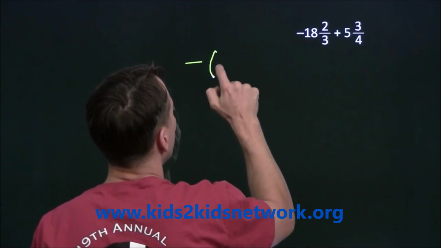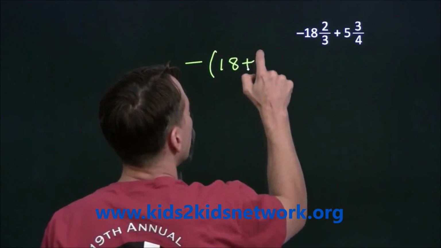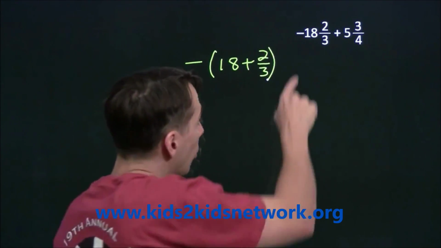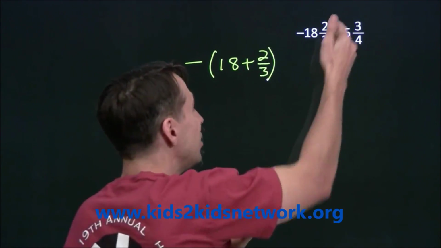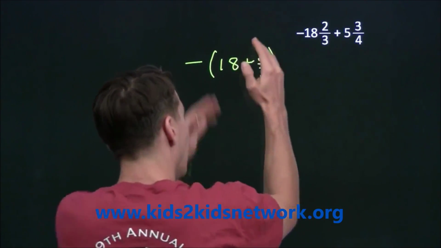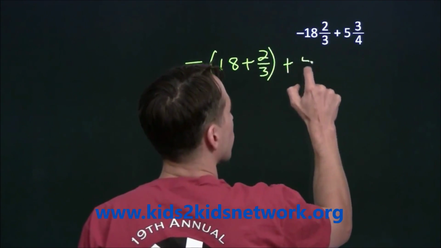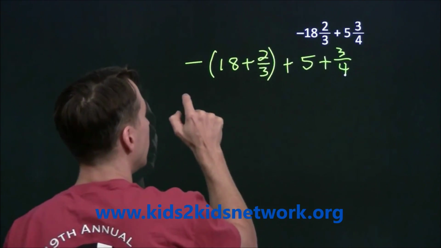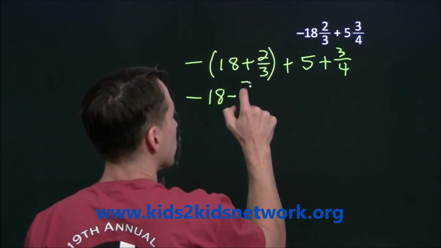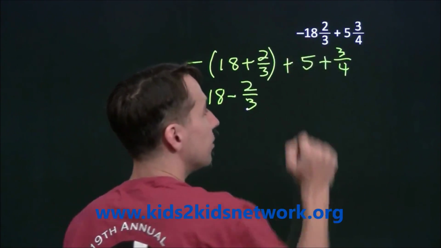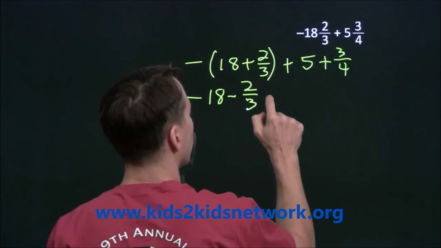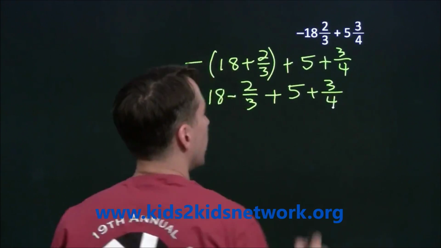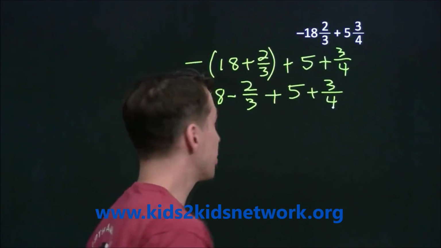We'll take our mixed number and write it as an integer plus a fractional part. And once again, notice how important these parentheses are. We're taking a negation here of the 18 and the 2/3. So you have the negative of 18 plus 2/3. And of course, we'll split up the 5 3/4 into 5 plus 3/4. And we're going to distribute this out. We'll get minus 18 minus 2/3. Again, that negative out there applies to the 18 and to the 2/3. Plus 5 plus 3/4. And of course, we'll handle the integer parts and the fractional parts separately.